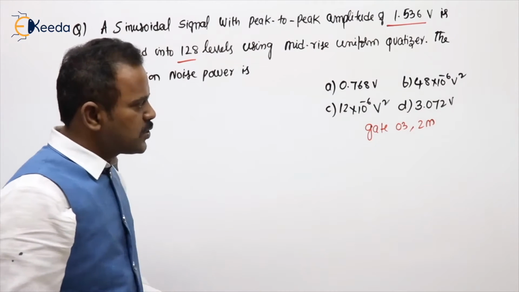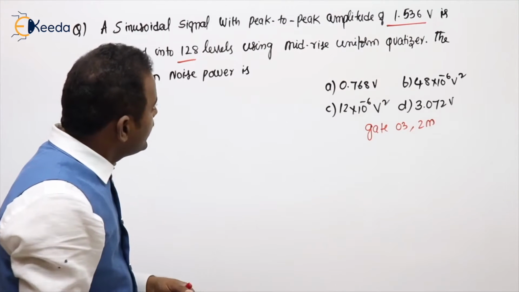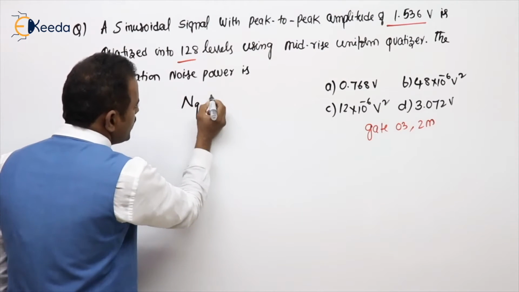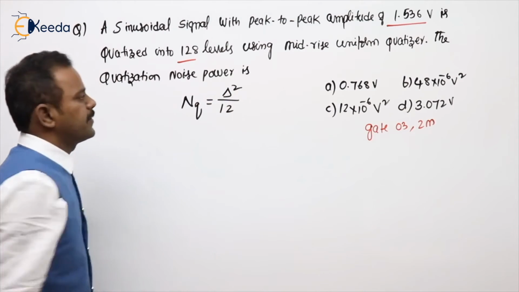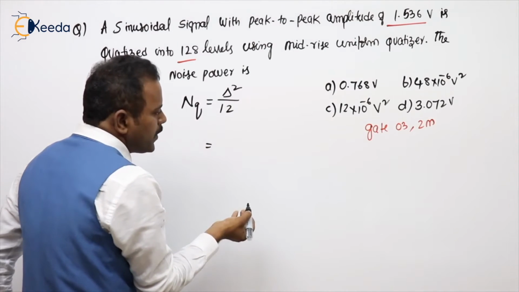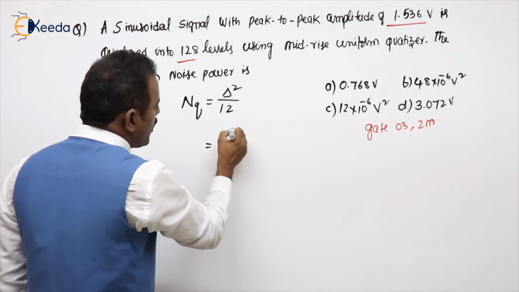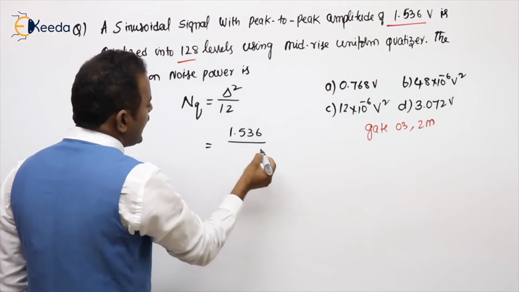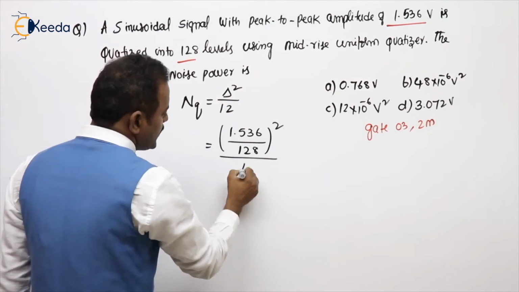This was asked in GATE 2003 for 2 marks. Got my point? Here, what is asked? Quantization noise power. Quantization noise power means NQ. What is that NQ value, sir? NQ value is delta square by 12. What is the delta formula? V peak to peak by 2 power n, or L. V peak to peak amplitude, how much is given? 1.536. So delta is V peak to peak by L, L is given as 128, whole square divided by 12.